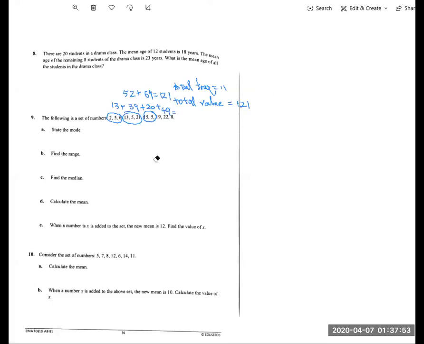What else? If you want to find the median, then you have to rearrange this from big to small. Okay, now, so what we're going to look at is we're going to rearrange these. Okay, arranging.